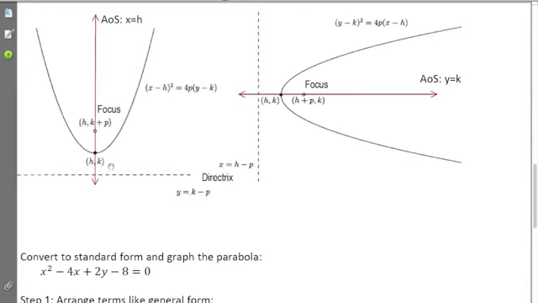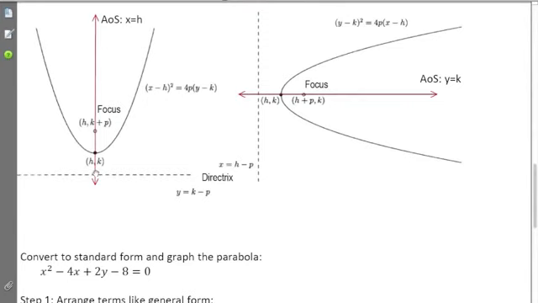One thing to note, if you look at the distance from the vertex to the focus, or the vertex to the directrix, it is exactly p units long. That's why if I add p, I get to the focus. If I subtract p, I get back to the directrix.